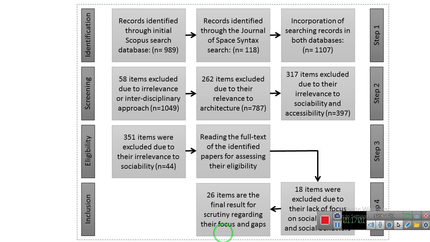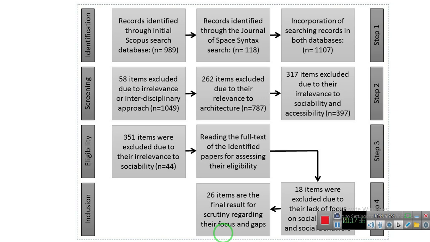On the other hand, in the next step, we have excluded 262 items due to their relevance to other disciplines. For example, in this case, due to their relevance to architecture, we excluded them. In the next step, as you can see, we have excluded 300 papers due to the irrelevance to our dependent variable, which is sociability, or in some cases accessibility.